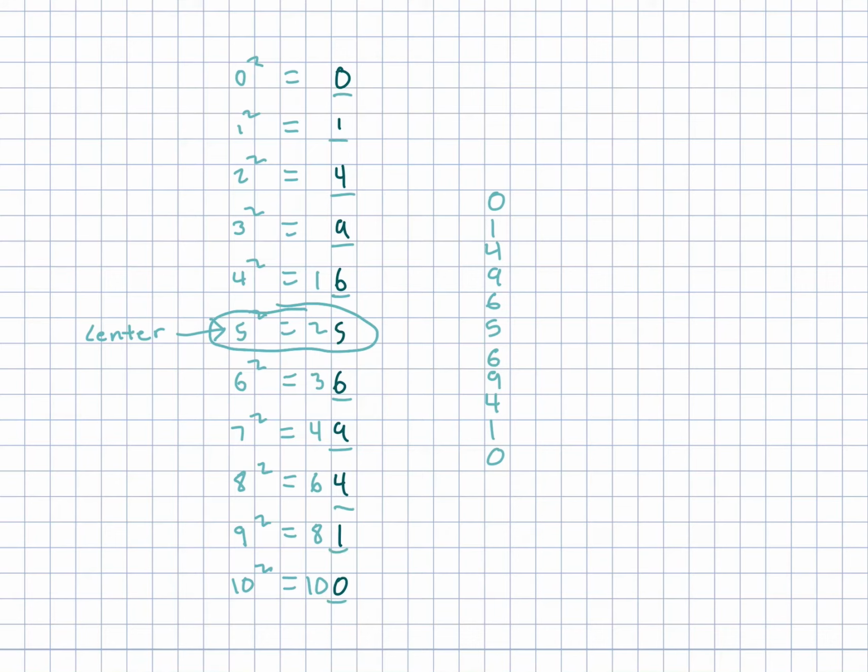But this does not just happen with 0 to 10, it happens with any grouping of 10. So if I were to take 14 squared and 16 squared instead of just 4 squared and 6 squared, I would get 196 and 256, where the last digit is also the same.